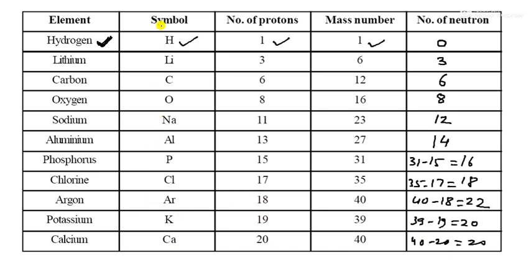Now once again, the symbol of hydrogen is H, lithium is Li, carbon is C, oxygen is O, sodium is Na, capital N small a, and aluminium is Al, capital A small l. Phosphorus is denoted by P. Chlorine is denoted by Cl, capital C and small l. Argon has capital A and small r, so Ar. Potassium is only K, and calcium is capital C and small a. So these are the symbols of all these elements, so you can learn them by heart.